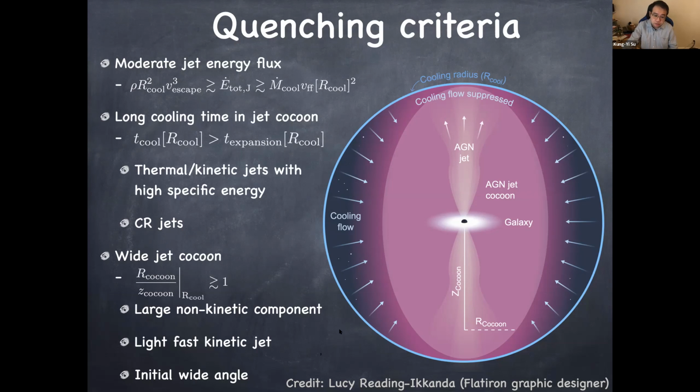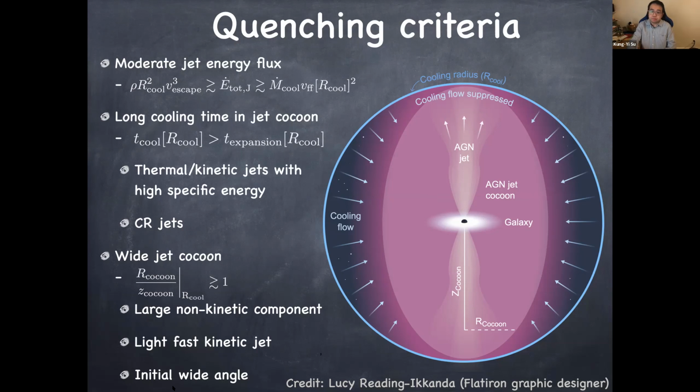Another criterion we found is that the jet cocoon has to be wide enough at the cooling radius. Otherwise, it will just punch a hole through the cooling radius and will not overall suppress the cooling flow over a wide opening angle. So at least at the cooling radius, the width of the jet cocoon and the length of the jet cocoon have to be of order unity. There are a few possibilities that could satisfy this constraint. One is that the jet should have a large non-kinetic component, either in thermal or cosmic ray form, or if it's a pure kinetic jet, it would be very fast and very light. Another possibility is that we initially launch the jet with a wider opening angle or make it precess with a wider angle.